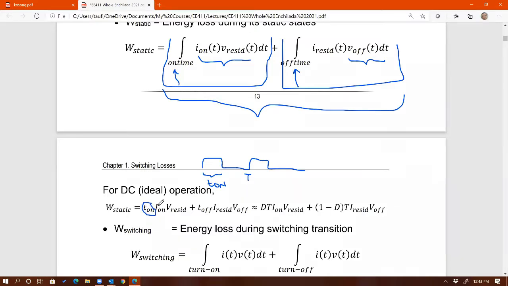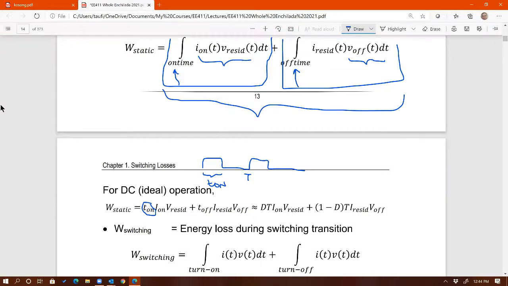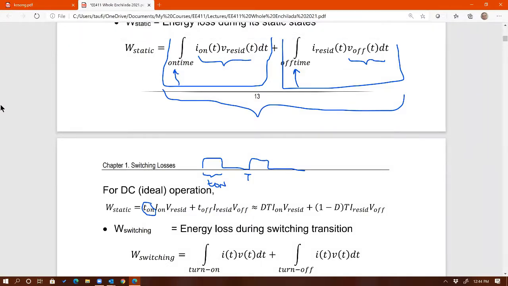So D for T on is equal to DT. Sorry about that. Let me write it down. From EE411, we learned that duty cycle is equal to T on over T. Therefore, T on is equal to DT. That's what you learned from EE411.